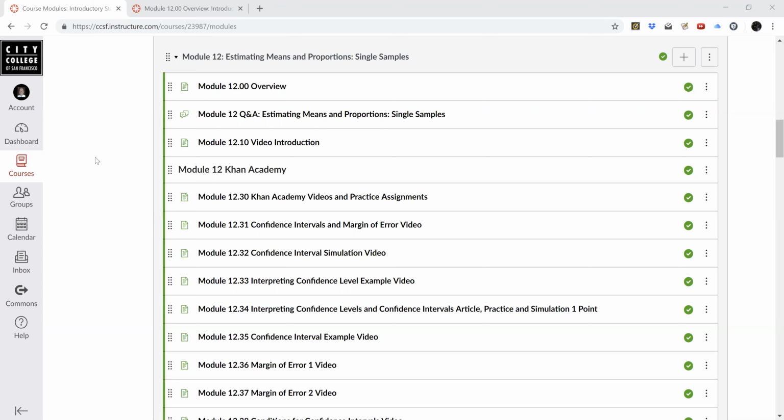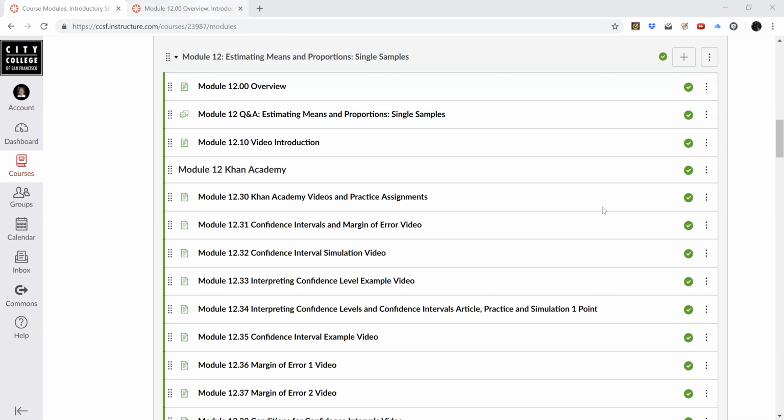Now, your range of values can be wider or narrower depending on various conditions, and we'll learn about that. But you can never be 100% confident that the true population parameter is in that range. Instead, we usually say that we're either 90%, 95%, or 99% confident, although you're not limited to those three confidence levels. Those are the three most common confidence levels.